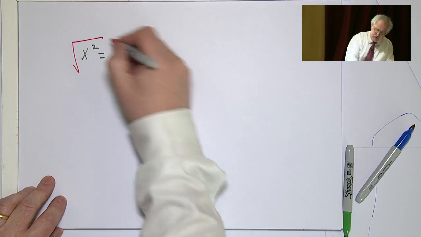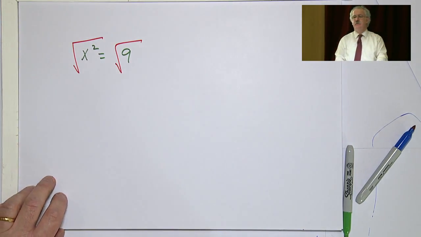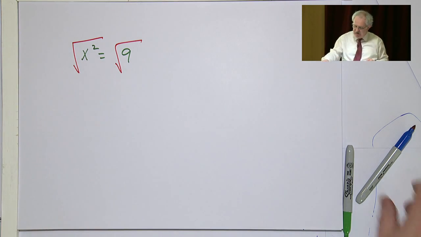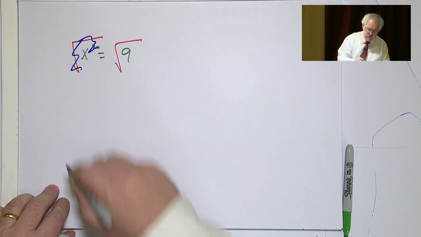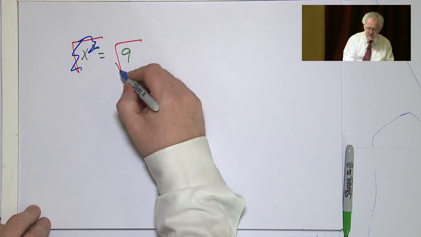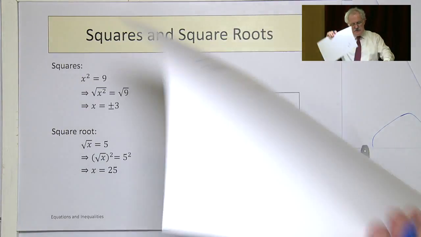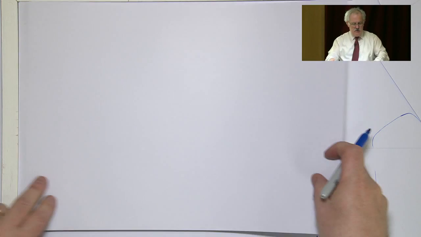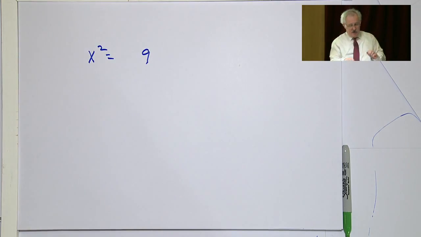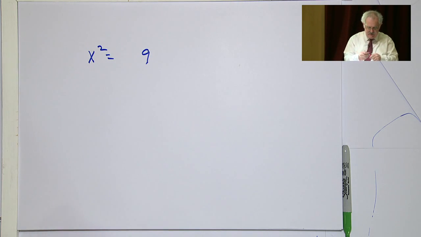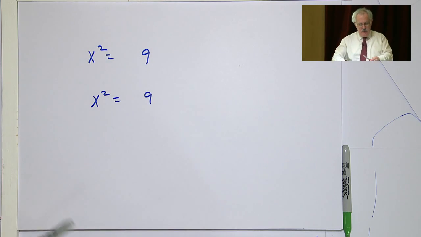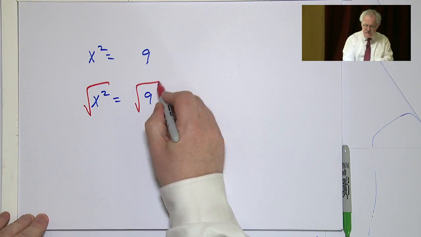So if I take the square root of this and the square root of that, what happens to the square root of a square? Effectively, it gets rid of the thing I didn't like. I rewrite it out, so I get x squared is 9. But I say the square root of this must be equal to the square root of this.